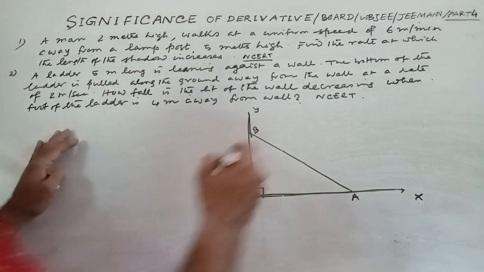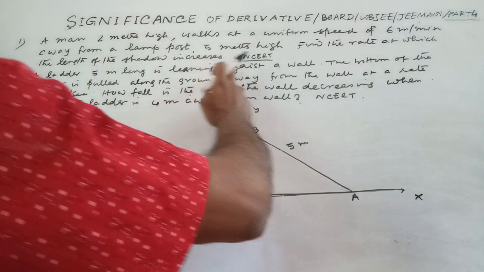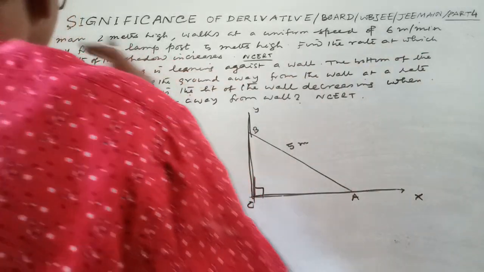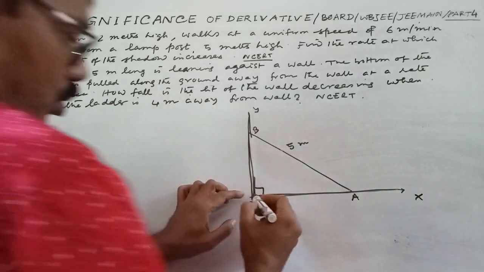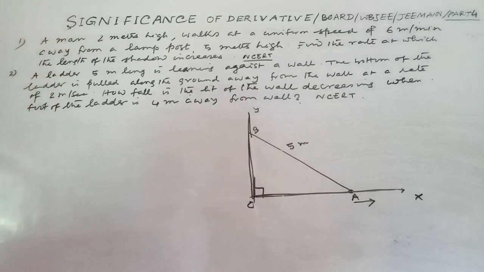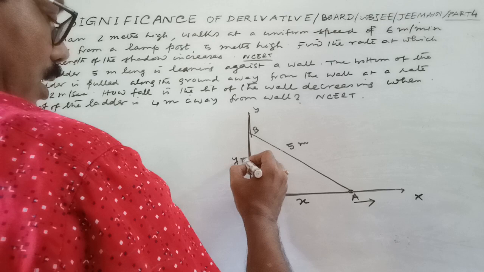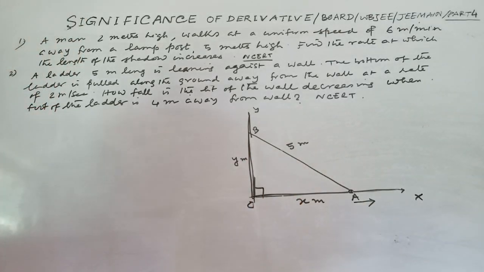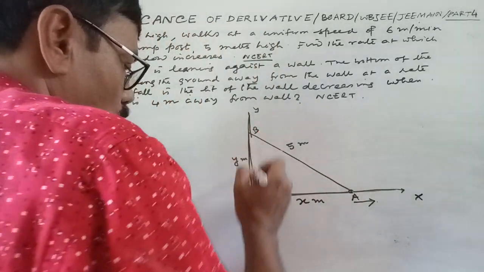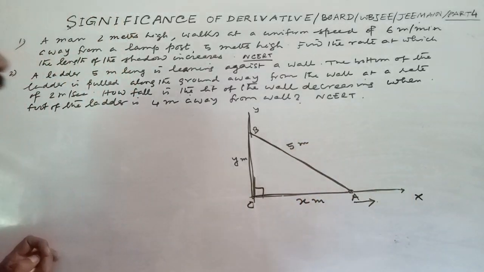A ladder 5 meter long is leaning against a wall. This is fixed. The bottom of the ladder is pulled along the ground. So suppose this one is X and this one is Y. You need to take meters. So if you pull it, X increases but Y decreases, but this one is always remaining fixed.